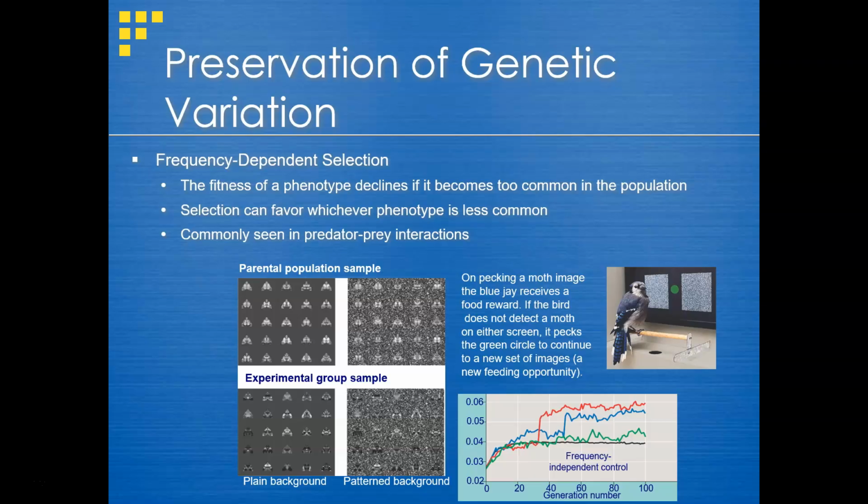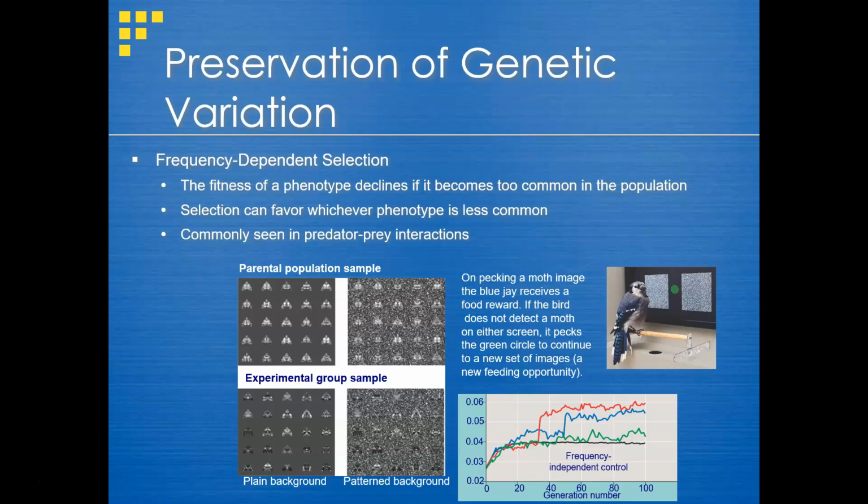If we look at this particular example here with our blue jay, it'll peck on these moth images and receive a food reward. But if the bird does not detect a moth, it pecks on that green circle there in the middle to continue to the next set. So what we ended up seeing is the more that the same phenotype showed up, the more it declined over time. So it was actually more beneficial to be less common in the population.